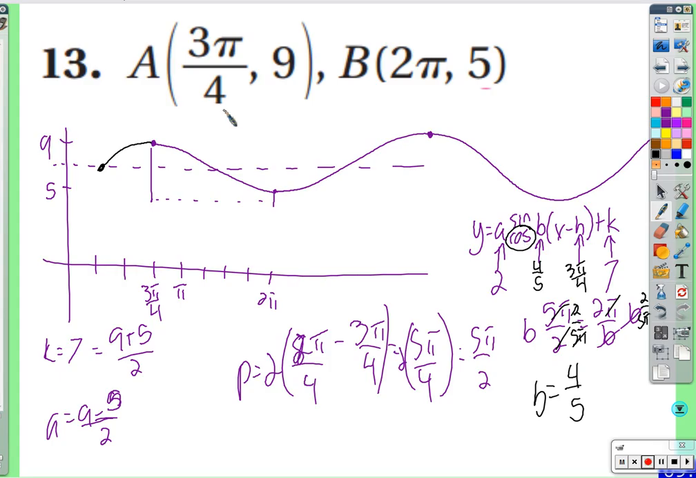Now, if they give us a point on the left of the y-axis, then we would just say plus that amount instead of minus. But if we put it all together, we get y equals 2 cosine of 4 fifths times x minus 3 pi over 4, plus 7. There it is.